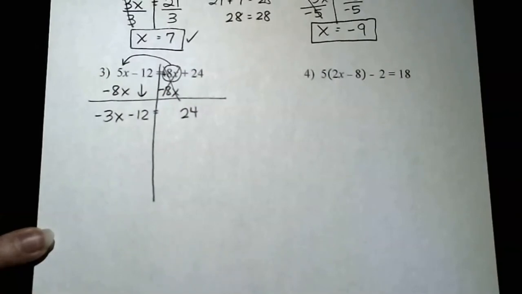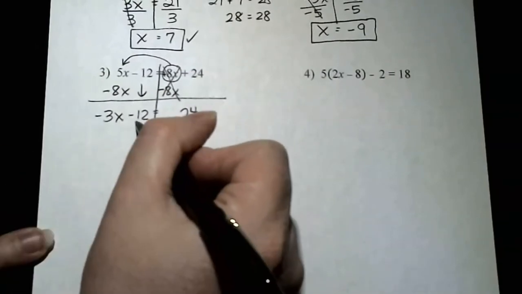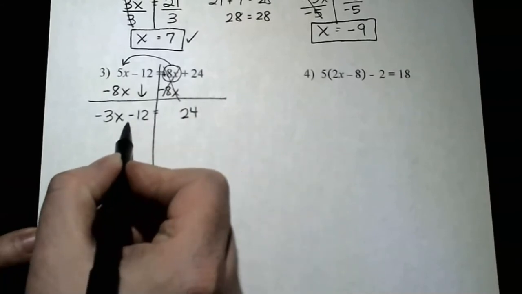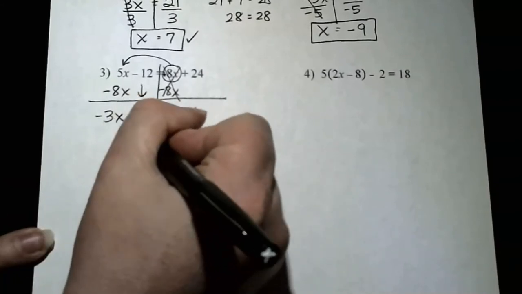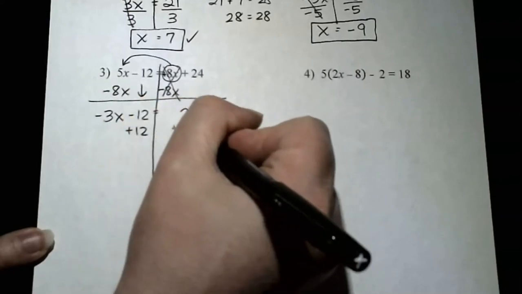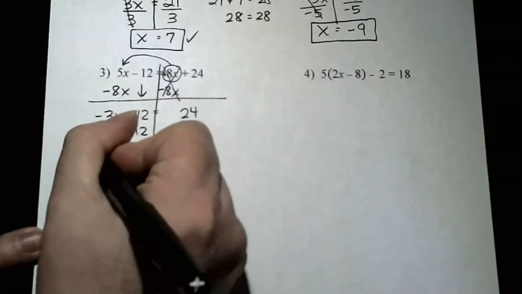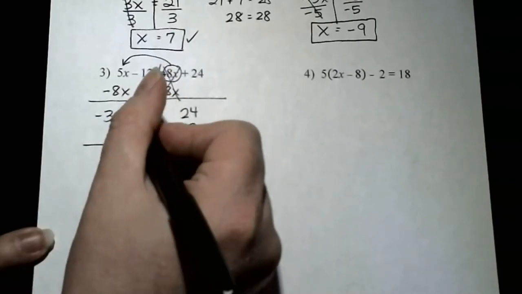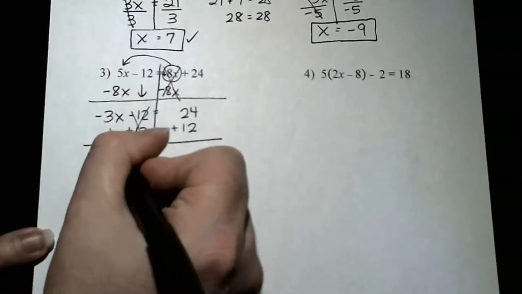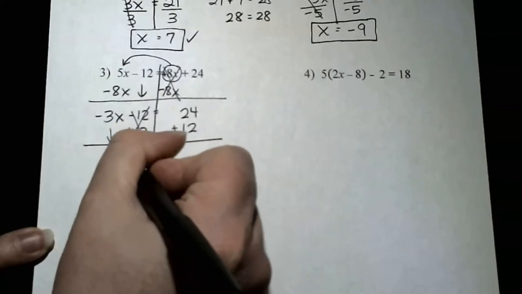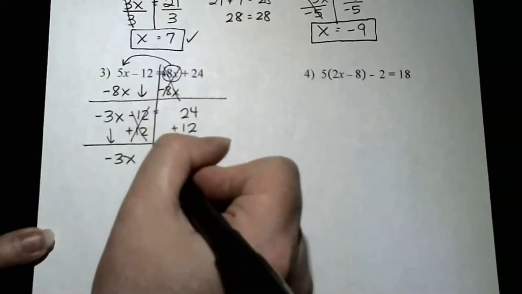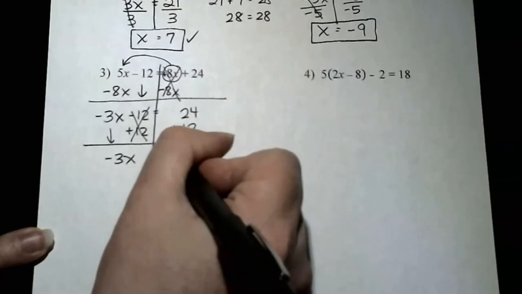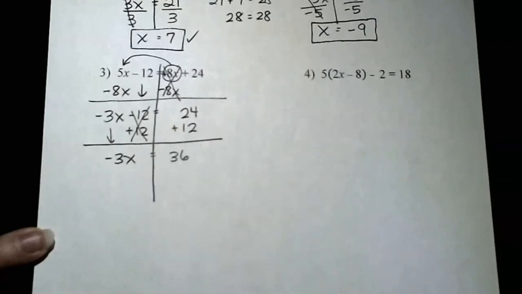Okay, so the x's are on the left. Now let's move the numbers to the right. So the 12 needs to move over. It's a minus 12, so we're going to add. And we're going to do that to both sides. And regroup. These 12's canceled. Negative 3x is over on the left by itself. And 24 plus 12 is now 36.